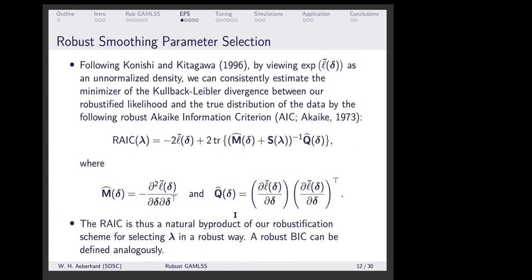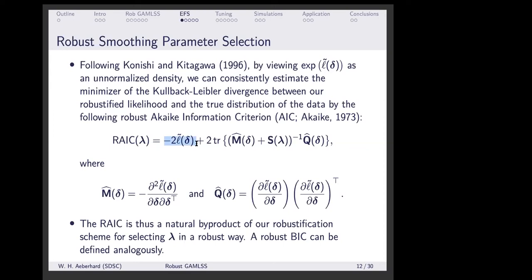Now I want to discuss a little bit these two challenges I mentioned earlier, which haven't really been addressed so far in the literature. One is the smoothing parameter selection. From the robustification scheme I just explained, there arises in a natural way some Akaike information criterion, an AIC, which is robust itself. It directly comes out if you use the GIC framework from Konishi and Kitagawa. And it has the usual functional form, really.